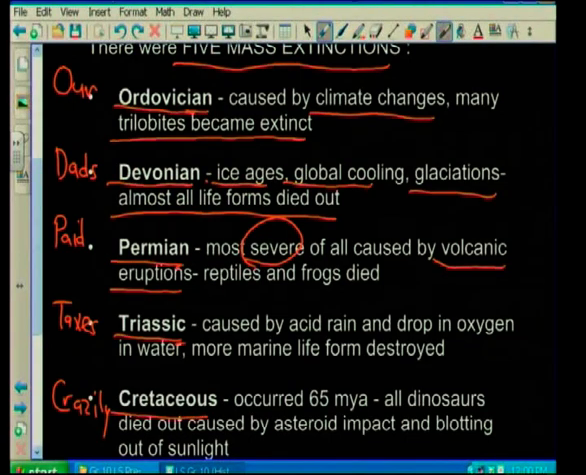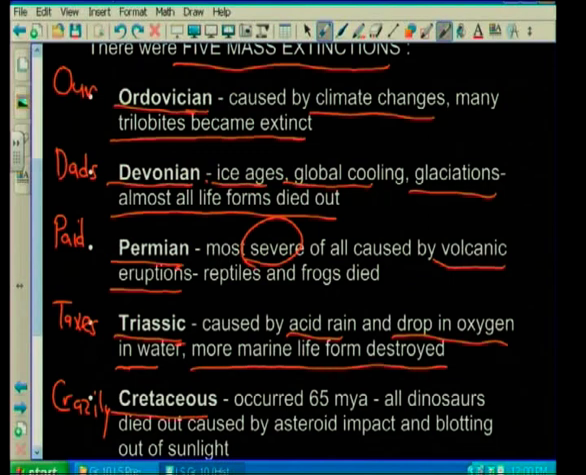Let's look at the next extinction, the Triassic extinction, and it's caused by acid rain and the drops in the oxygen levels in the water. More marine life forms were destroyed. So the Triassic period is the beginning of the Mesozoic era, and that's where most of your reptiles were formed, and most reptiles died off in the Triassic period.